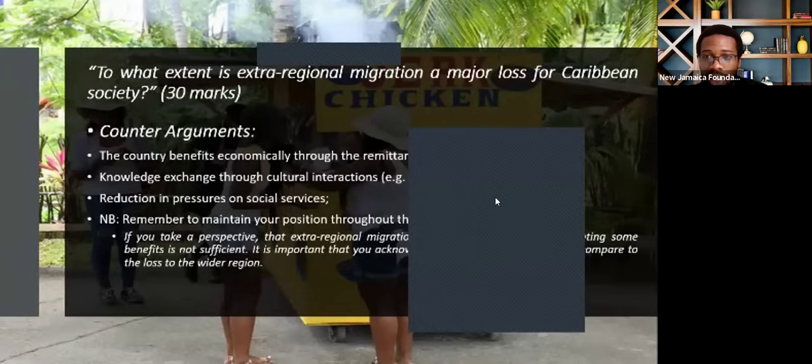I see loss of labor, a trained labor force. Yes, that is important. "Could feminization and barrel children be in one paragraph?" It could be.